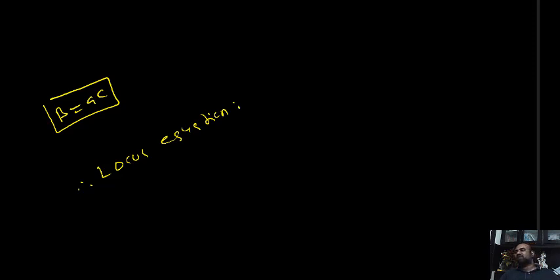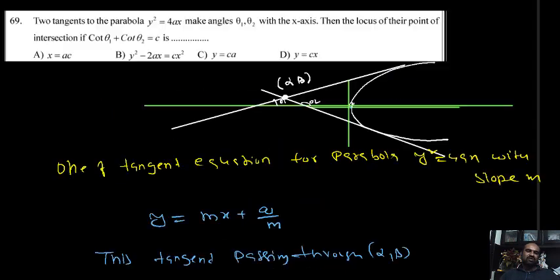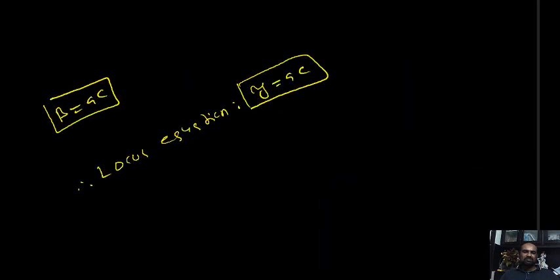In the resulting equation, instead of alpha, you should write x. Instead of beta, you should write y. So y equal to AC. This is the required locus equation. So I will see where is that. This one. So I can go with option C.